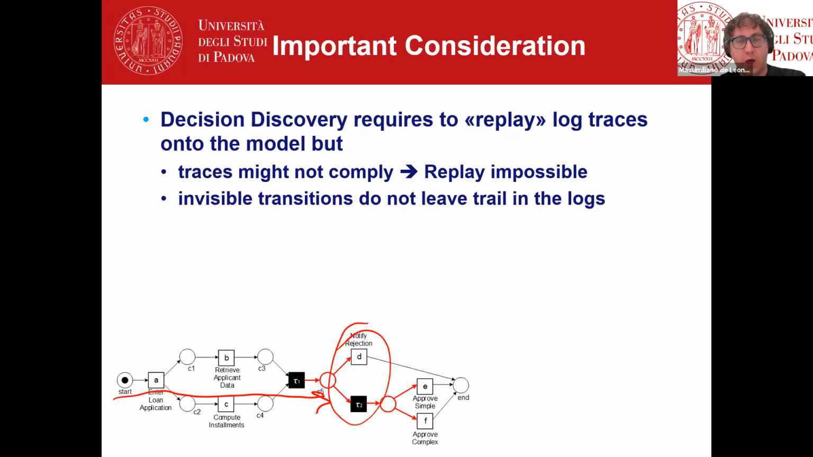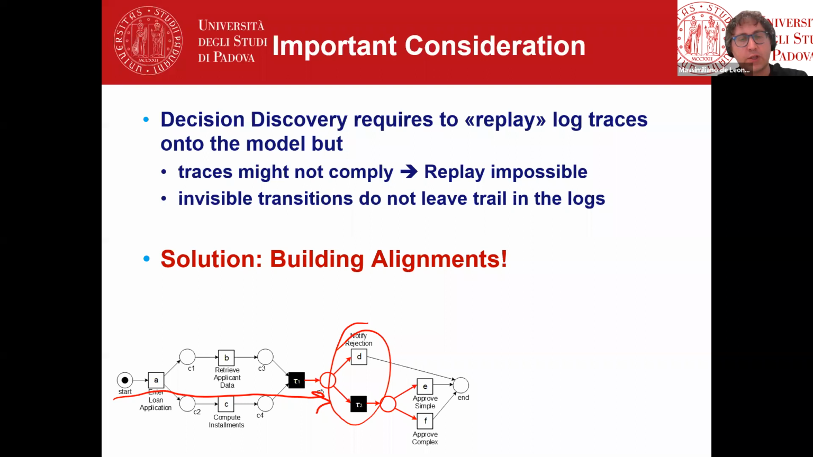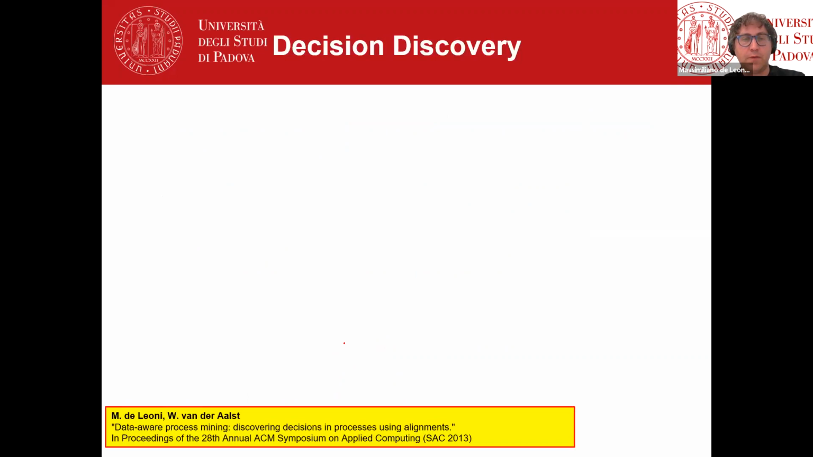So the solution here is that firstly I build an alignment, so that I find a replayable trace, a trace allowed by the model that is the closest one to the log trace, but replayable. And then it also includes the invisible transitions. So I start from my log and from my model. The model corresponds to the control flow only, and I need to reach the decision points with the guards. Firstly, I compute the alignments.